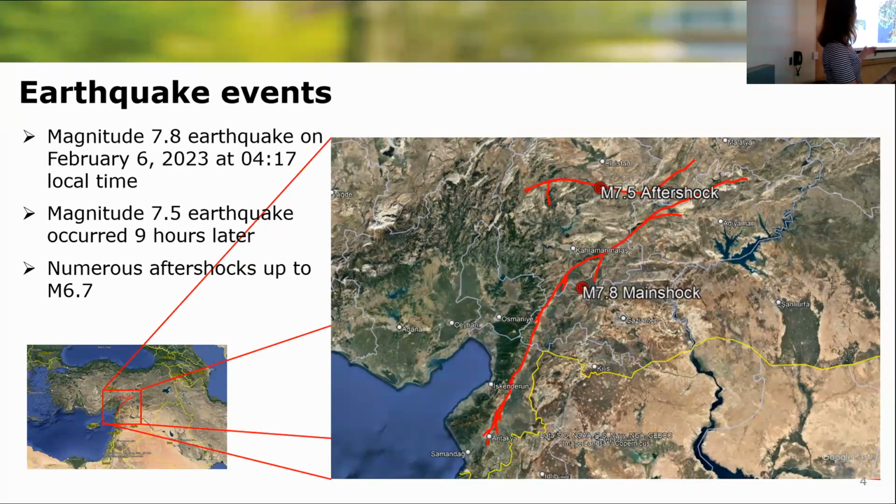So as Ashley already presented, the earthquake event, we had the 9.8 main shock here, and then a 7.5 event 9 hours later that some folks are referring to as an aftershock, and then others as just another earthquake itself. So a huge and unprecedented event, these two earthquakes together. And then numerous aftershocks following these events up to a magnitude 6.7.